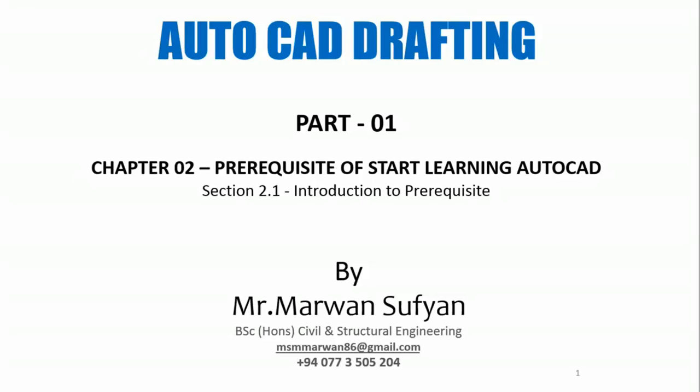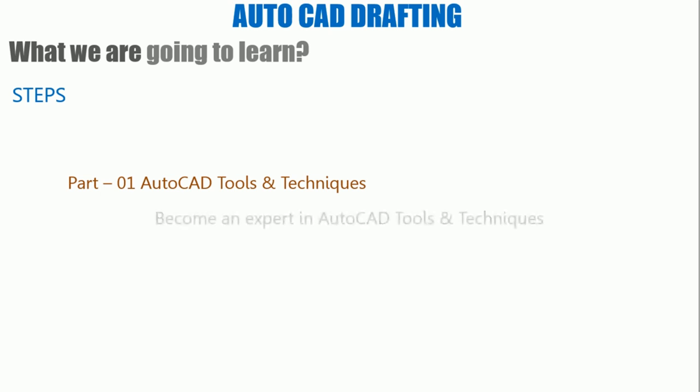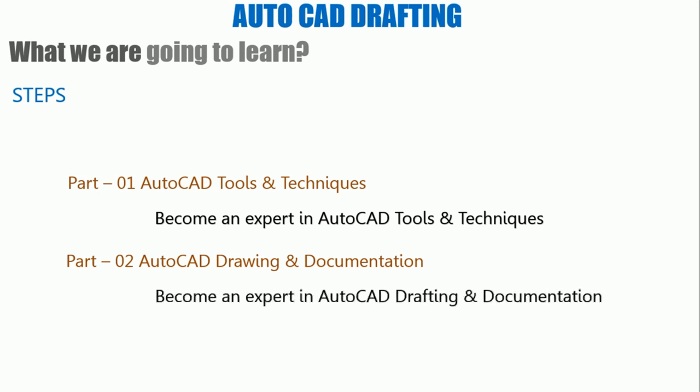AutoCAD Drafting Part 1, Chapter 2, Section 2.1: Introduction to Prerequisites. Under this series of courses, what are we going to learn? We are going to learn this in two major steps. Part 1: AutoCAD Tools and Techniques. Here the learning outcome is to become an expert in AutoCAD tools and techniques. And Part 2: AutoCAD Drafting and Documentation. Here the learning outcome is to become an expert in AutoCAD drafting and documentation.